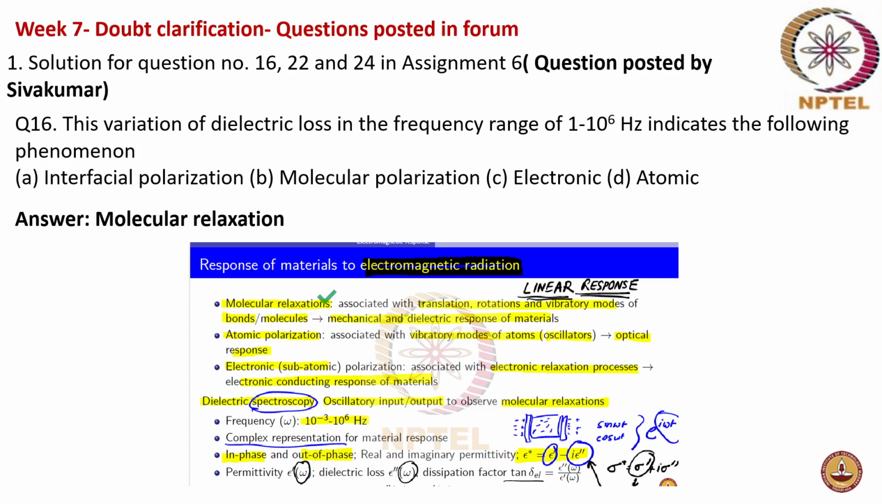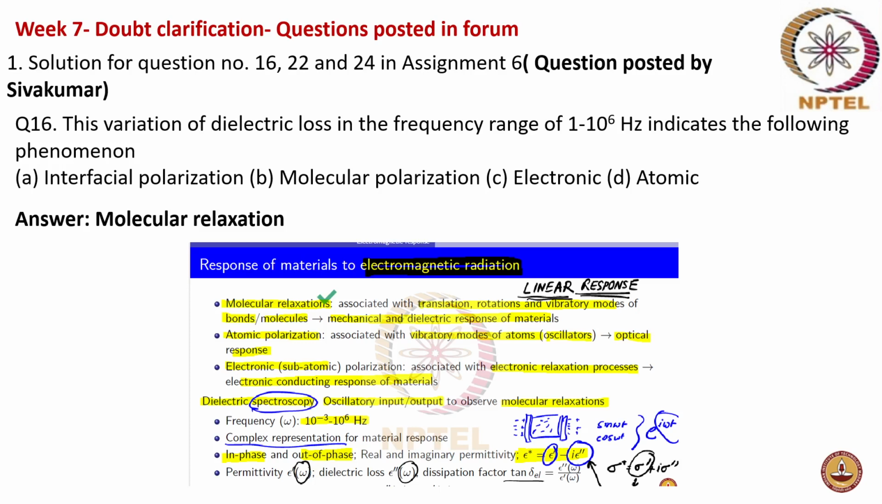A simple way to identify it is the frequency range mentioned, 1 to 10 power 6 Hertz. When you get into the response of materials to electromagnetic radiation, this radiation has a range of frequencies or wavelengths, and each contribution is for particular wavelengths or frequencies. Molecular relaxation or molecular polarization is for the frequency range of 10 power minus 3 to 10 power 6 Hertz. That is one of the key clues for identifying what type of polarization or relaxation it is.